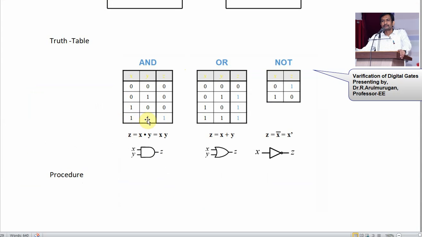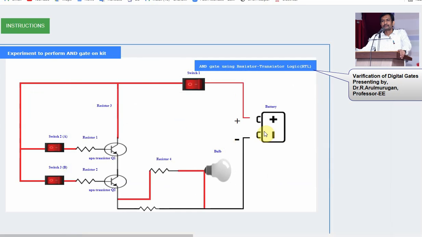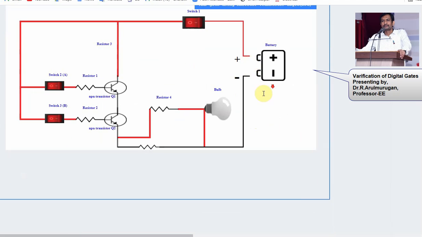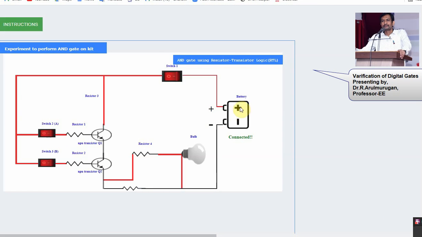Both switches are on, then on. First you will give the connections. Okay, the battery is connected. The main switch is on. See, the main switch is on. It is going to the power supply. Then switch one, A and B. You can consider A. A switch is on. Does the bulb glow or not?